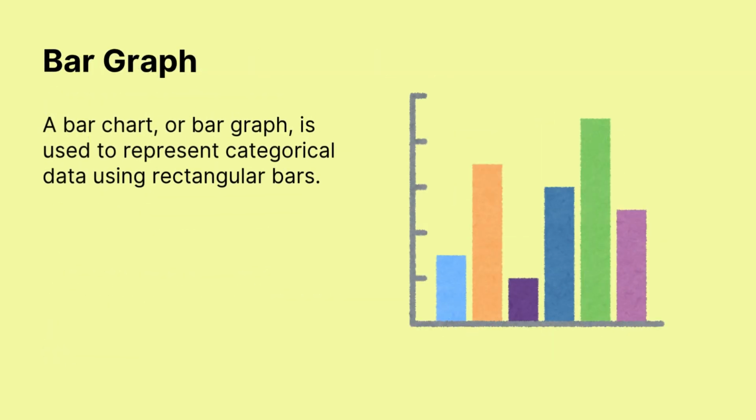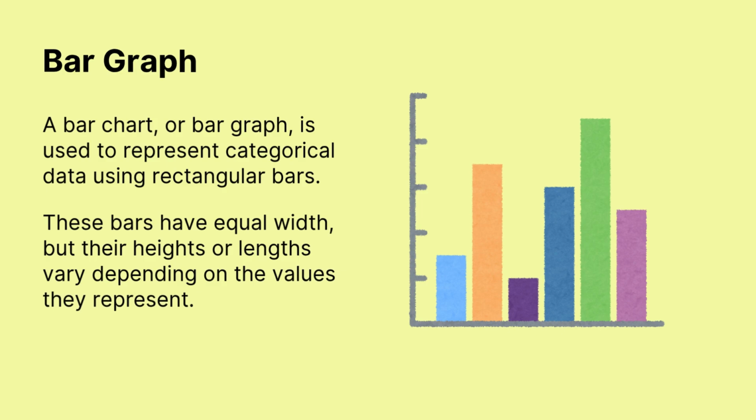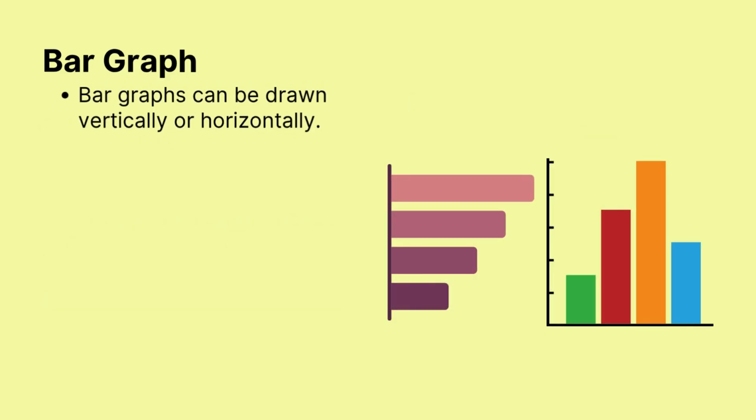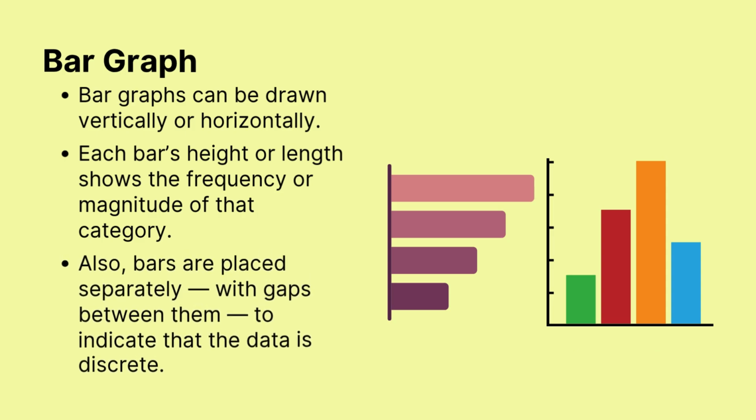Now let's explore different types of graphical representations, starting with the bar graph. A bar chart, or bar graph, is used to represent categorical data using rectangular bars. These bars have equal width, but their heights or lengths vary depending on the values they represent. Bar graphs can be drawn vertically or horizontally. Each bar's height or length shows the frequency or magnitude of that category. Also, bars are placed separately, with gaps between them, to indicate that the data is discrete.